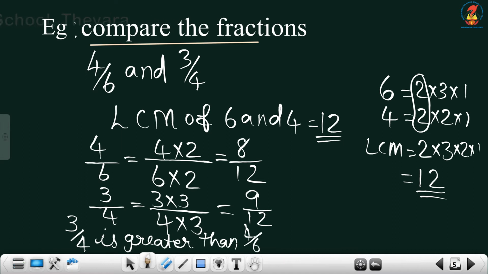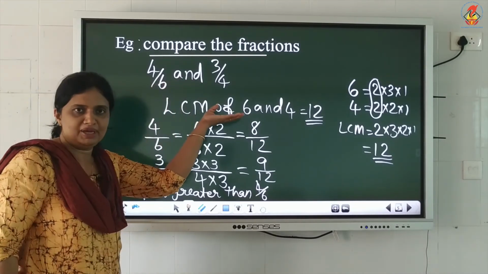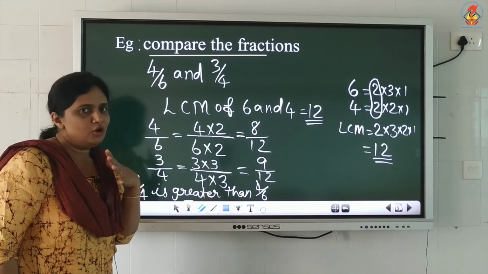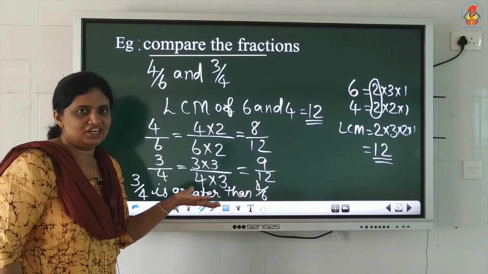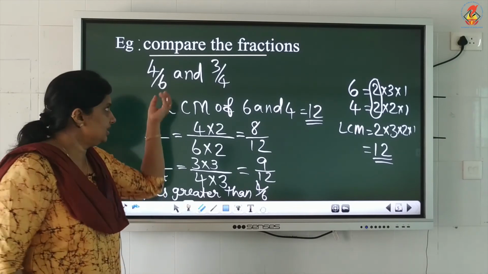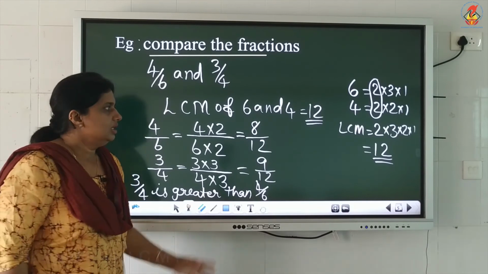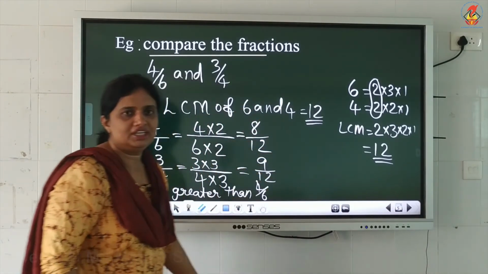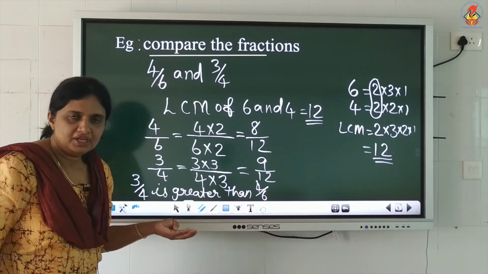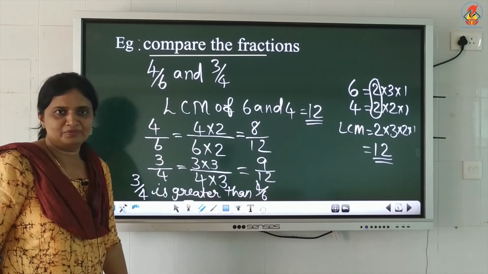Now did you understand, children? Is it clear? I will tell you one more time. 4 by 6 and 3 by 4, both are unlike fractions. And it is not as easy as like fractions, right? First we need to finish 3 steps. What are they? First we need to find the LCM of the denominators. Which are the denominators? 6 and 4. I did that here. LCM, what did I get there? That is 12. After that I need to change both the denominators into the LCM.